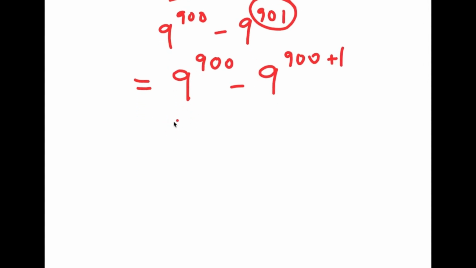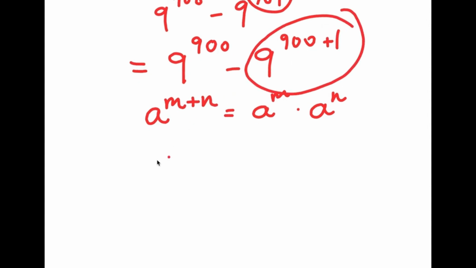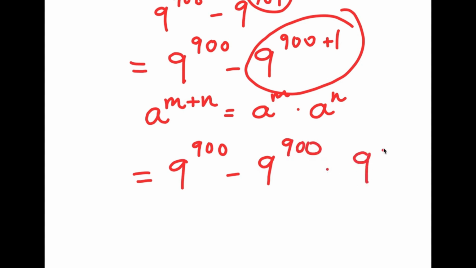Now, there is an important exponential property that you guys should know. So if I have something in the form a to the power of m plus n, this is equal to a to the power of m times a to the power of n. So in this case, we have 9 to the power of 900 plus 1, and using this property, we can rewrite it as 9 to the power of 900 times 9 to the power of 1.